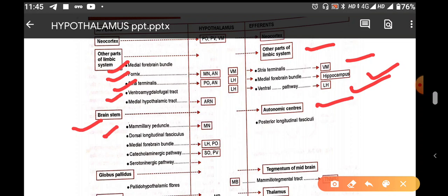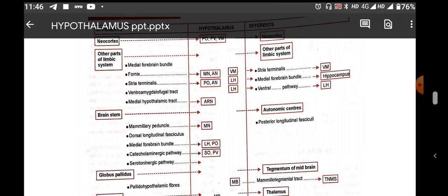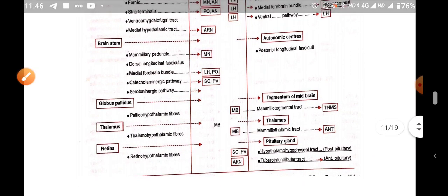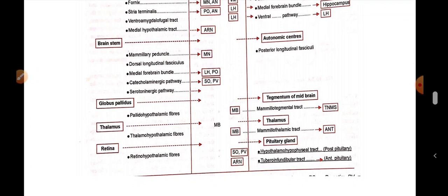Catecholaminergic pathways are going to the supraoptic and the paraventricular nucleus. Then the globus pallidus, part of the basal ganglia: the afferent connections go to the hypothalamus and efferents are going to the tegmentum of the brain. Also, there are pallido-hypothalamic fibers. The afferents are coming from this tract to the hypothalamus and the efferents are going to the mammillotegmental tracts.